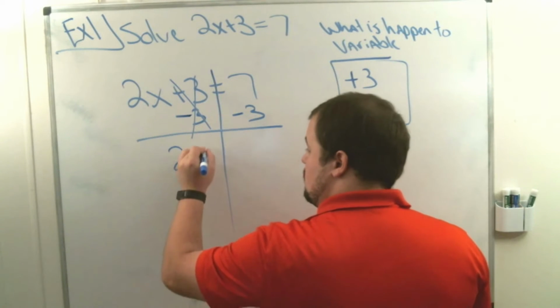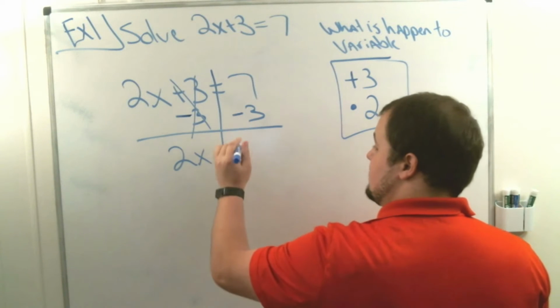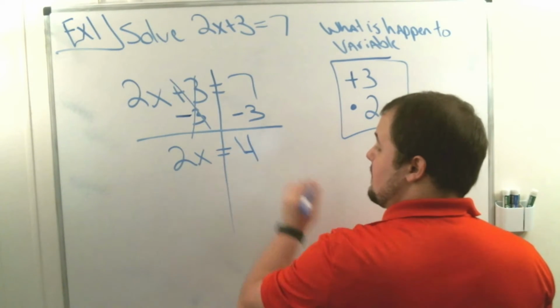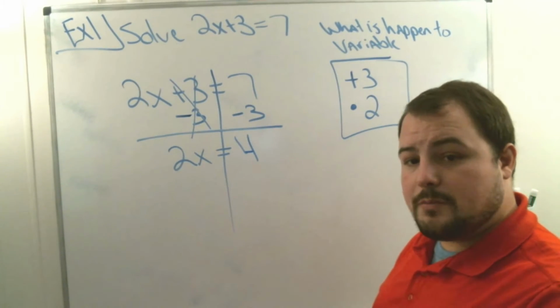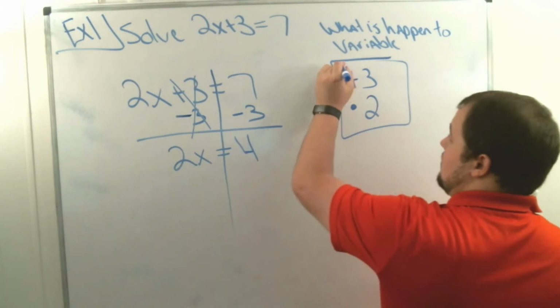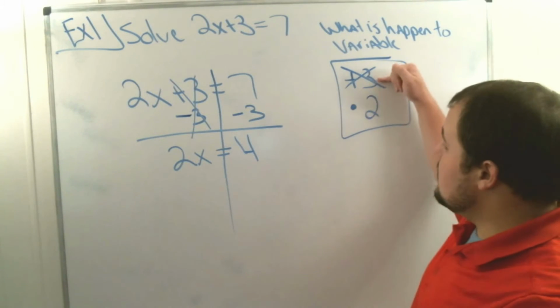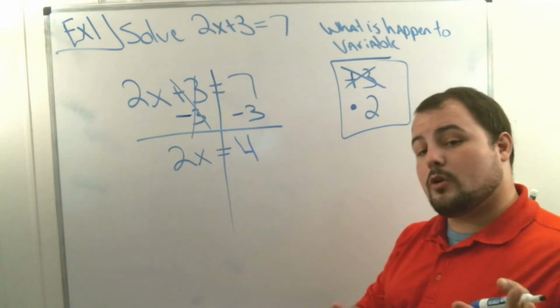We have 2x left equals 7 minus 3, which is 4. Now, if I want to solve for the variable x, the only thing we have left to do is get rid of this 2. The plus 3 is gone, so I'm going to go ahead and cancel that out. I no longer see plus 3 in my problem. We're good on that part.